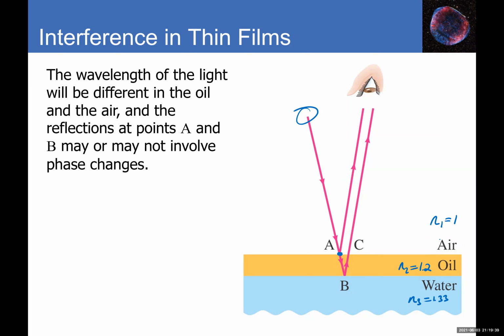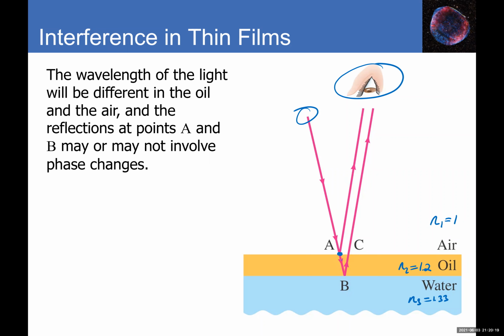Now, let's say you get two different reflections. One is at point A, where a light ray traveling from air is incident at point A. Some of the light will be reflected, and that's basically this light over here, the reflected light at point A. But some will refract because you have oil. If you're an observer looking from here, you will see that reflected light from point A.